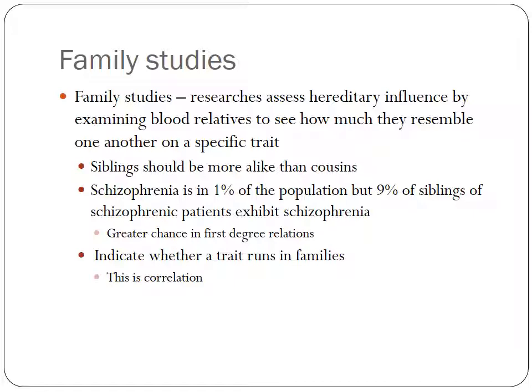When we look at something like schizophrenia, it has a 1% chance occurrence in the entire population, but it increases if you have a sibling or a parent that exhibits the same disorder. So often we'll use family studies as an indication of whether or not traits run in a family. But again, this is correlational.